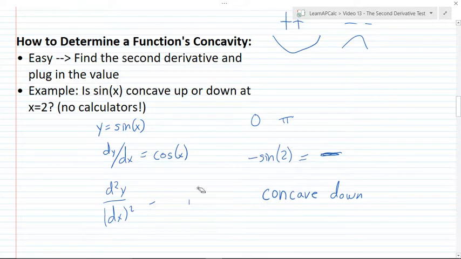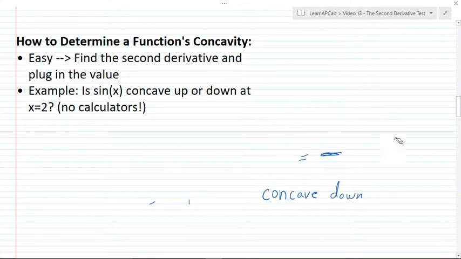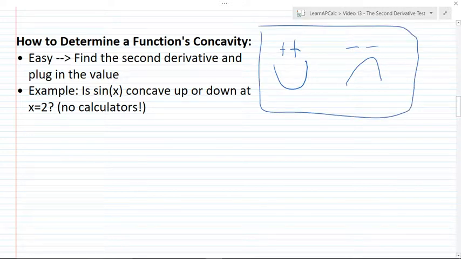And then we talked about how to determine a function's concavity. And I gave you a very easy way to remember. If we are concave up, our second derivative is positive. And if our second derivative is negative, we're concave down. And so you can remember this picture right here. Up is happy, down is sad.